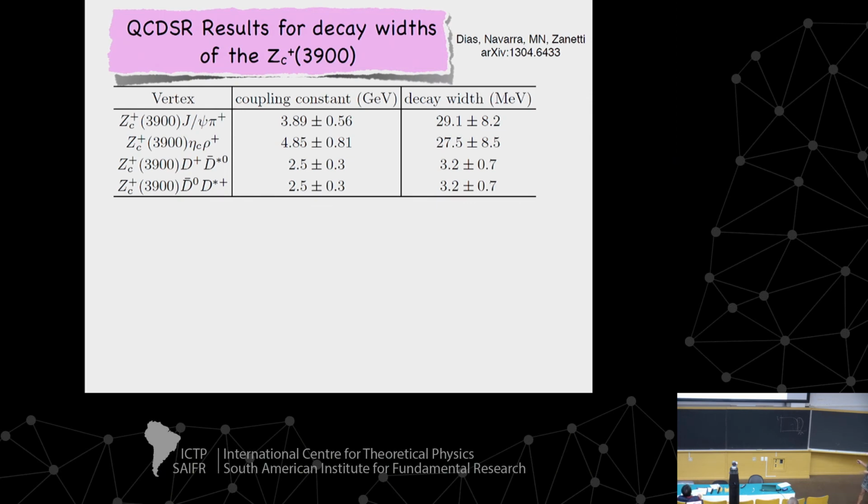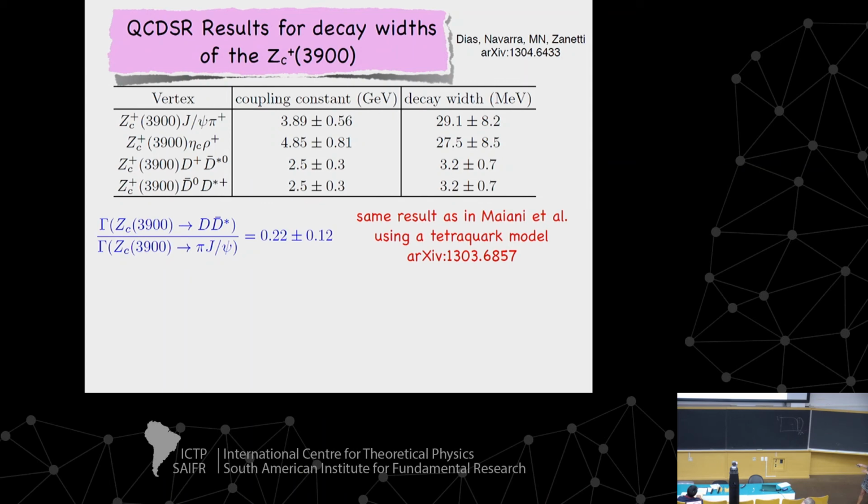And what about theoretical calculations for this state? We did a theoretical calculation using QCD sum rules for these charged states, and we evaluated the mass and also the decay width in different channels here. If you add all these decay widths, the total width is compatible with the total width of the Z. However, we also calculate the branching ratios between these two decay modes, DD star and J/psi pi.